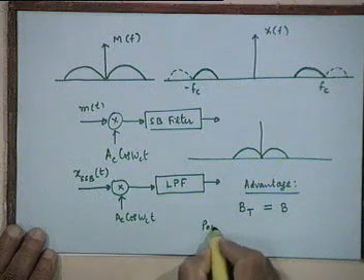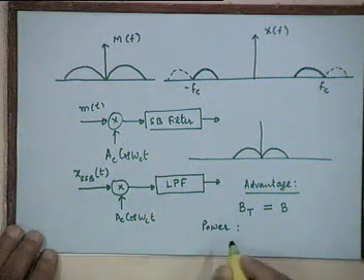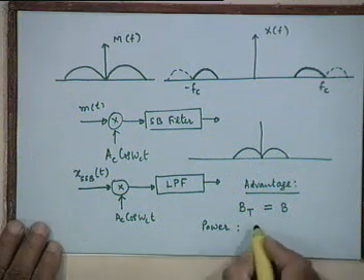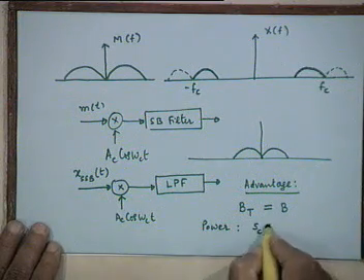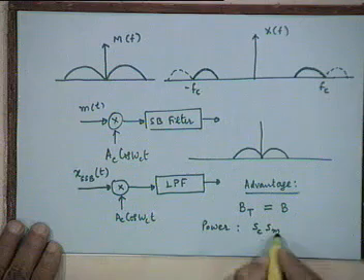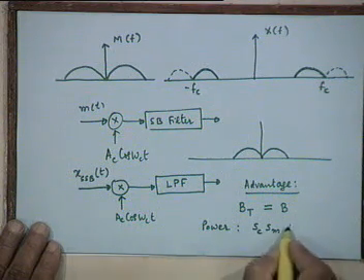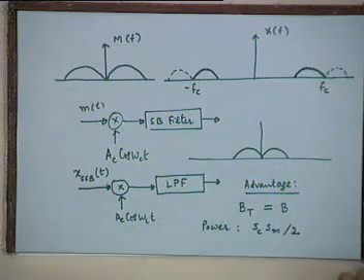What is the power that will be transmitted in the SSB signal? What was the power that was being transmitted in the DSBSC signal? If you remember the expression, it was S sub C into S sub M, which was the carrier power into the message power. So in this case, how much will it be? Divided by 2, because you are removing one of the sidebands, right?